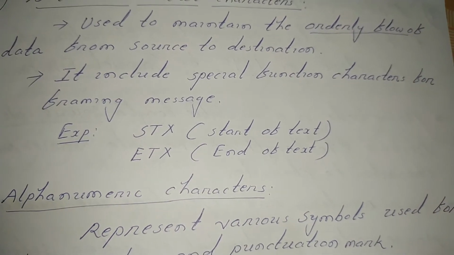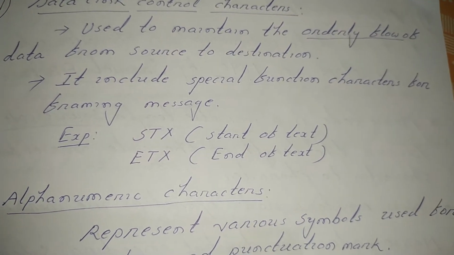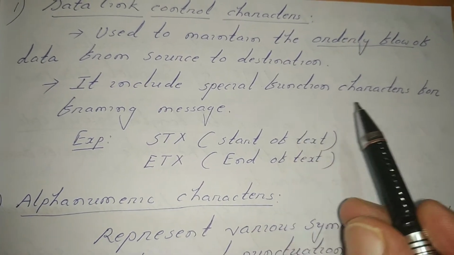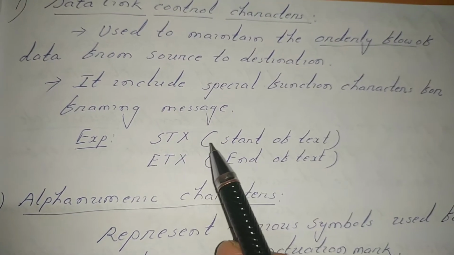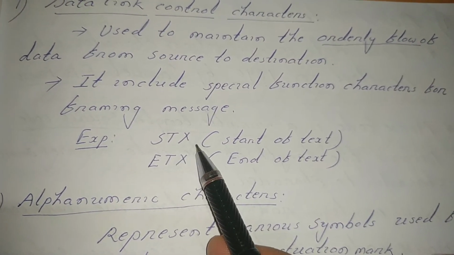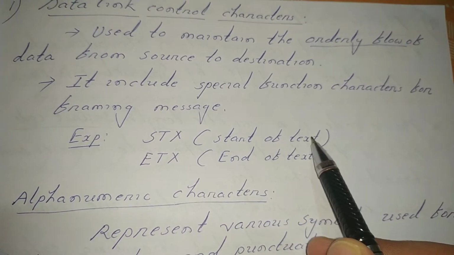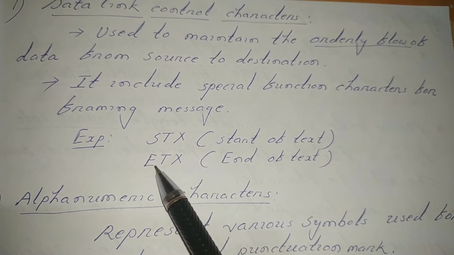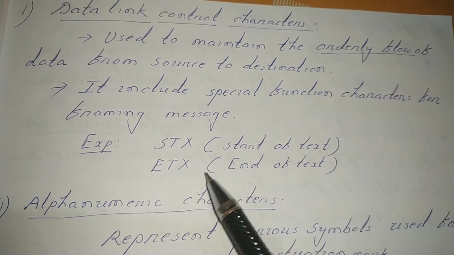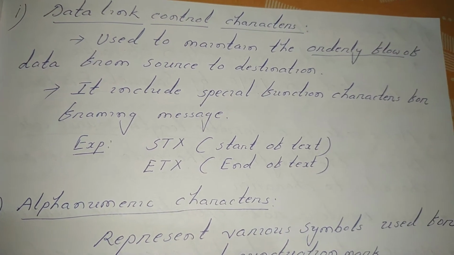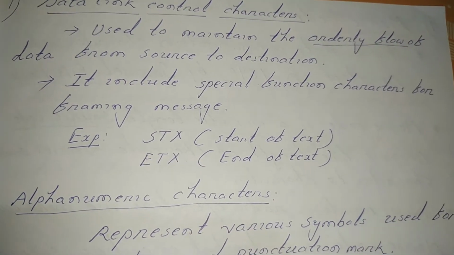These control characters are used to maintain the orderly flow of the data from the source to destination. Here, in which order data is transmitted from the sender to the receiver, that is decided. It includes some special function characters for framing the messages. For example, here I have taken STX, that represents the start of a text, and ETX is the end of the text. These are two data link control characters that are used to control in which manner the data will be transmitted.